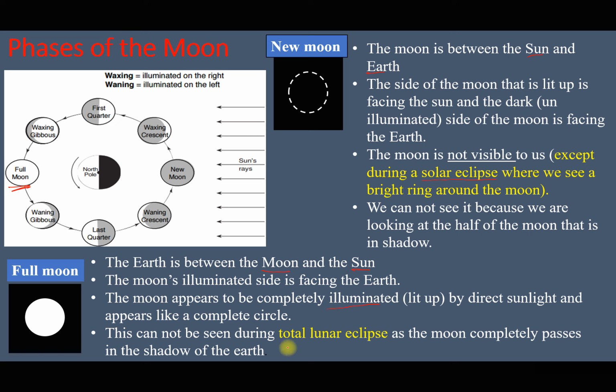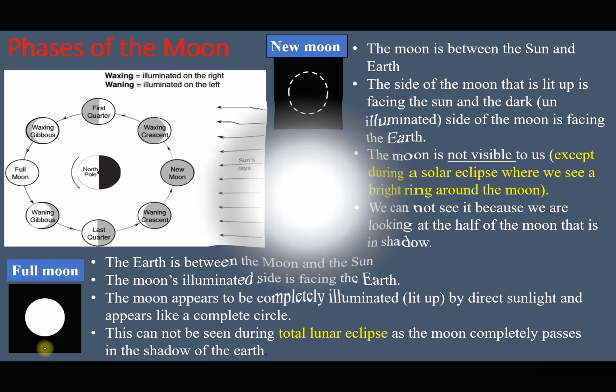This cannot be seen during a total lunar eclipse. If there is a total lunar eclipse, it means the shadow of the earth will cover up the moon. In that case, we don't see the moon. But if it is not a total lunar eclipse, then the full moon can be seen as a complete circle. That is the full moon. Then we have other stages in between.